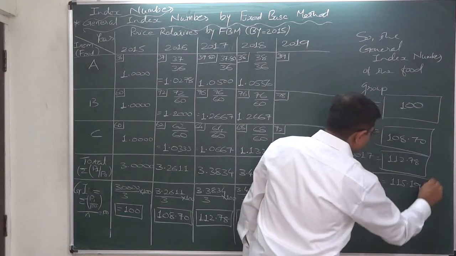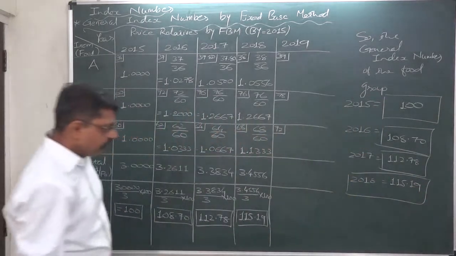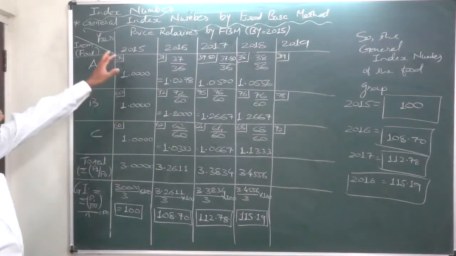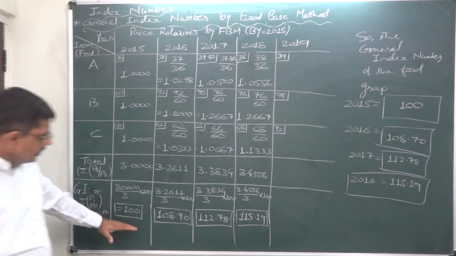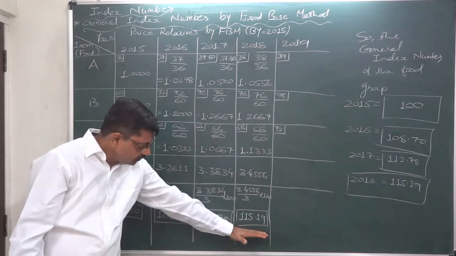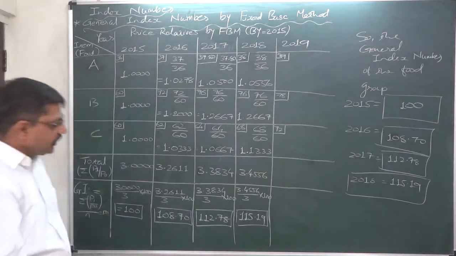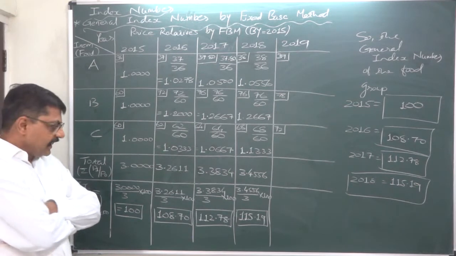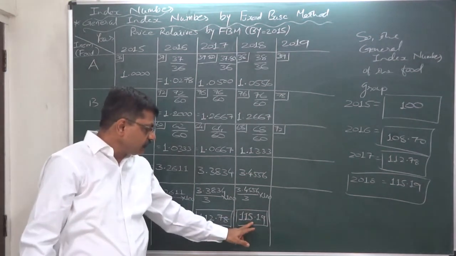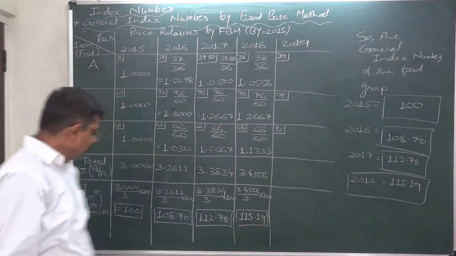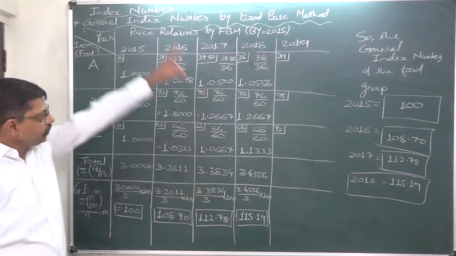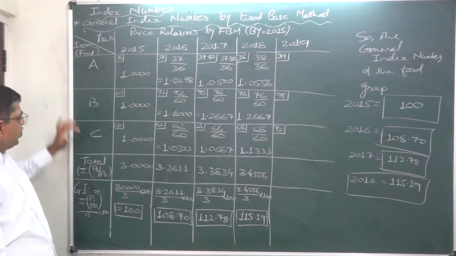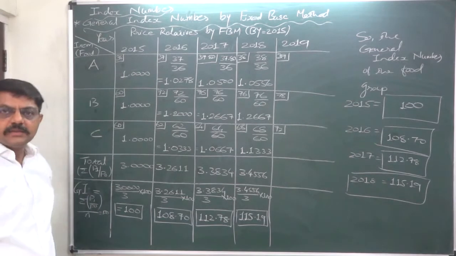The interpretation of this index number is, if the average price for the year 2015 base year was 100, it comes to 115.19 for the current year 2018. That again means there is an average price rise of 15.19% in the food group consisting these 3 items A, B and C as compared to the base year 2015.